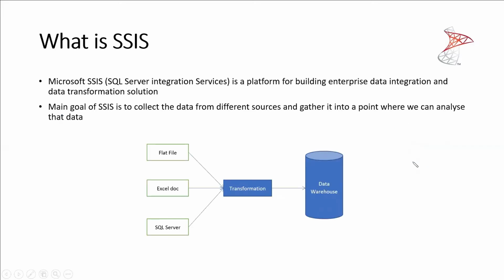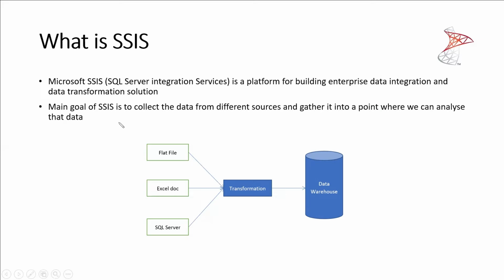So what is SSIS? SSIS is Microsoft SQL Server Integration Service. It is a platform for building enterprise data integration and data transformation solutions. You will take the raw data from different sources, might be a flat file, an Excel doc, SQL Server, Azure, whatever it may be, and you will do the transformation in SSIS. There are lots of transformations available in SSIS. You will do it here, and then you will store that data. The data will become very clean once you do the transformation, in a very normalized way, and you will move the data to the data warehouse or anywhere you can move.